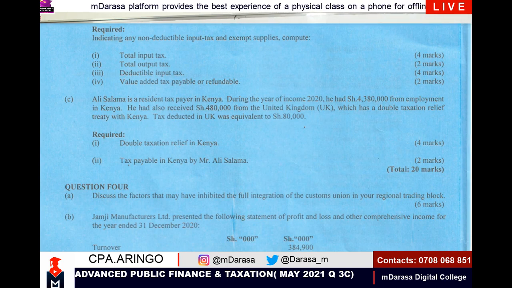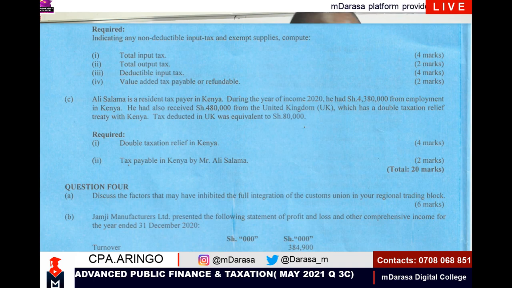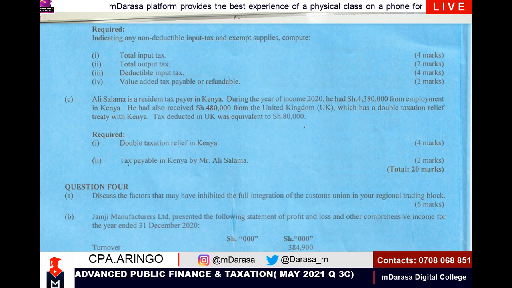So going through that question, my good students, this is what we are told in question number three, part C. Believing that you can see what I've shared on the screen, that is a paper which was tested in May 2021. Ali Salama is a resident taxpayer in Kenya. During the year of income 2020, he had 4,380,000 from employment in Kenya. He had also received 480,000 from the United Kingdom, which has a double taxation relief treaty with Kenya. They have this agreement, right? Tax deducted in UK was equivalent to 80,000 shillings. That was the tax deducted in UK.